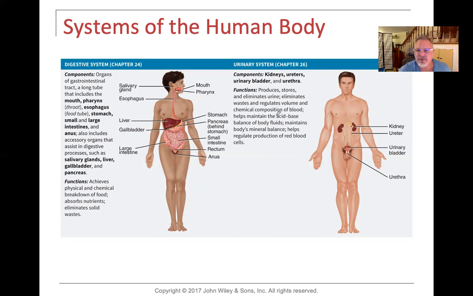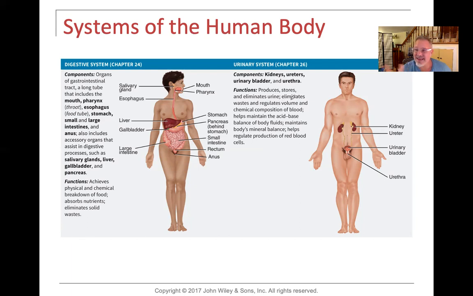The urinary system, or the kidneys, the ureters, the urinary bladder, the urethra, these are going to produce, store, and eliminate urine. Okay, they're going to eliminate urine, which is composed of waste products. And again, it's involved in also regulating the volume and the chemical composition of blood.